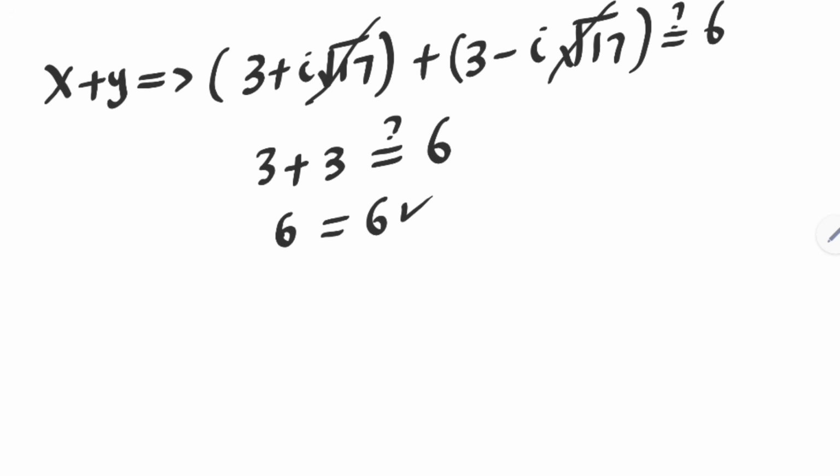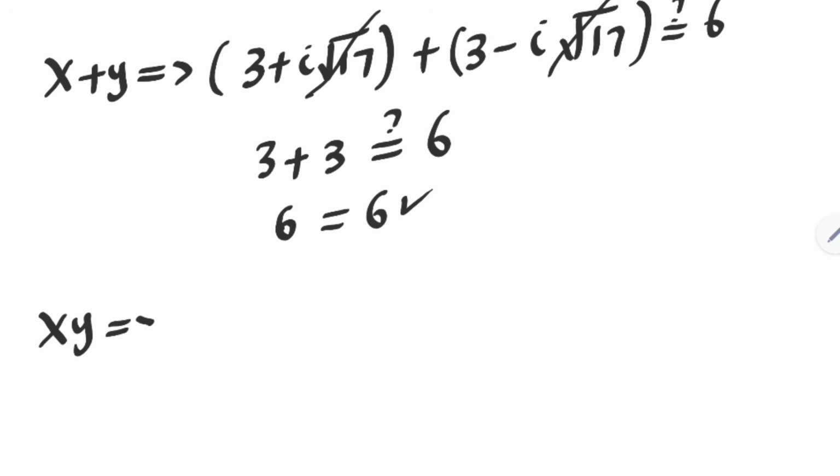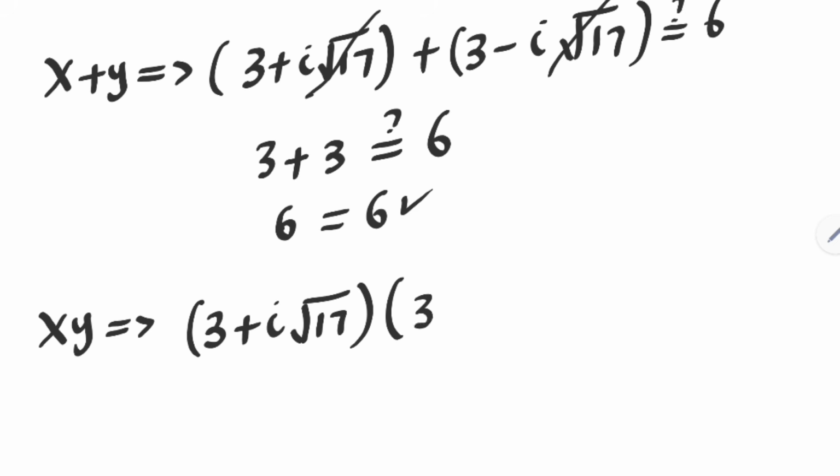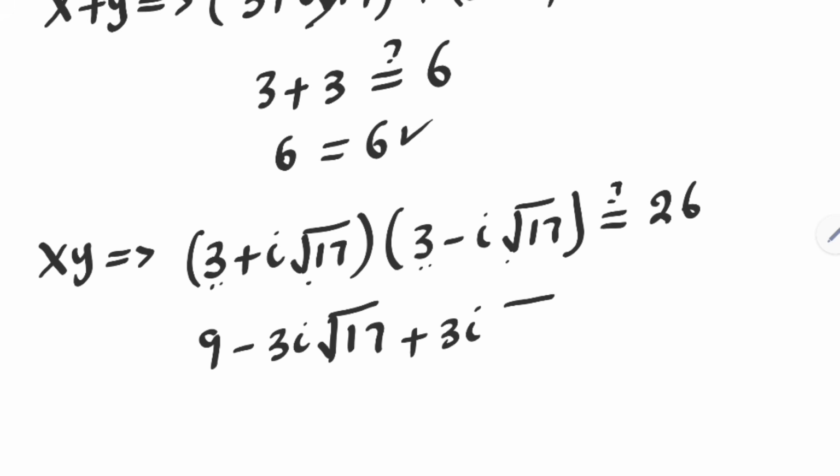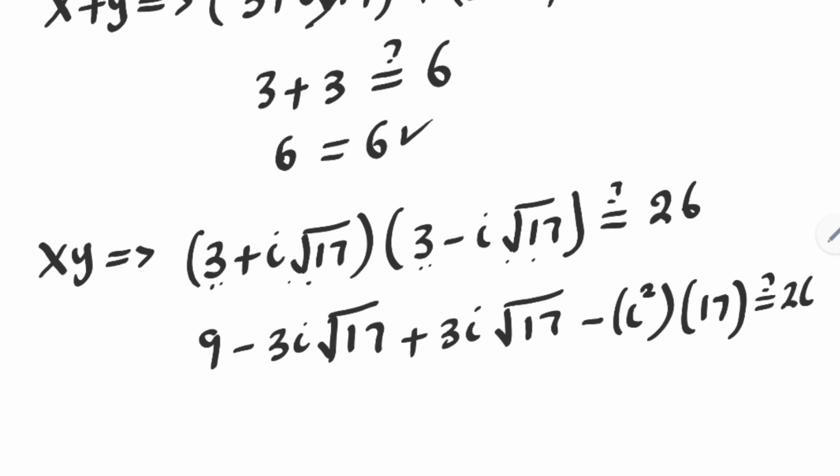Let us consider this. xy, this can be written as 3 plus i square root of 17 multiplied by 3 minus i square root of 17 must be equal to 26. 3 multiplied by 3, this is 9. Then 3 multiplied by minus i root 17, this is minus 3i root 17, plus i root 17 multiplied by 3, this is plus 3i root 17. Then i root 17 multiplied by minus i root 17, this is minus i squared multiplied by 17 must be equal to 26.